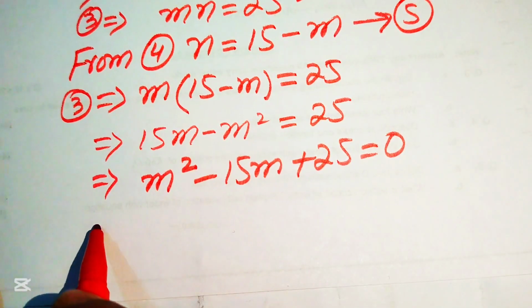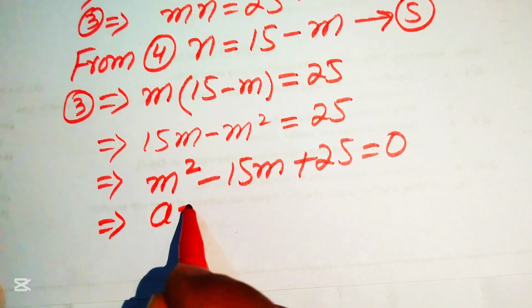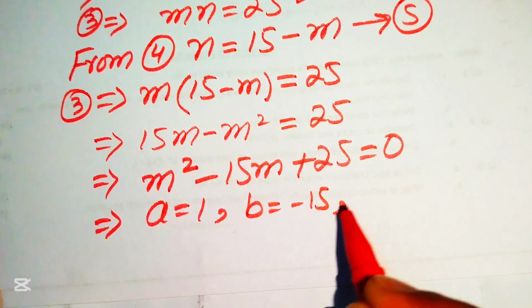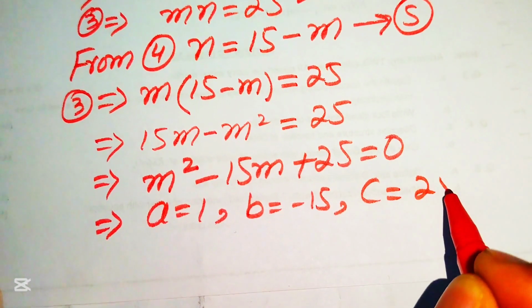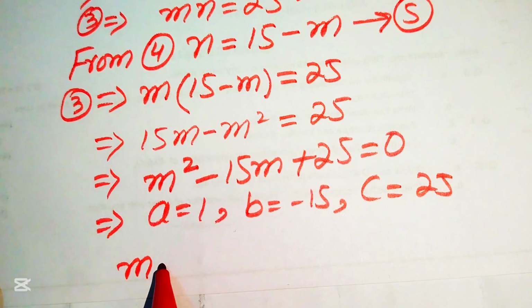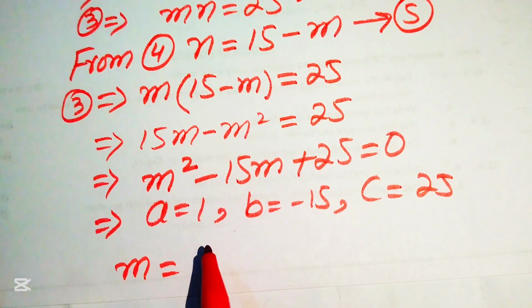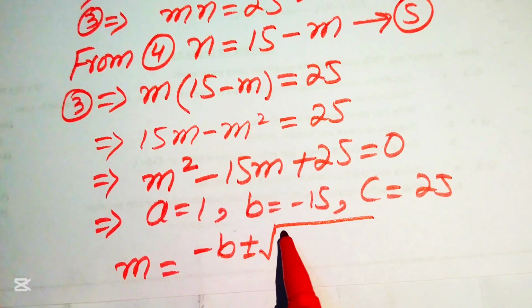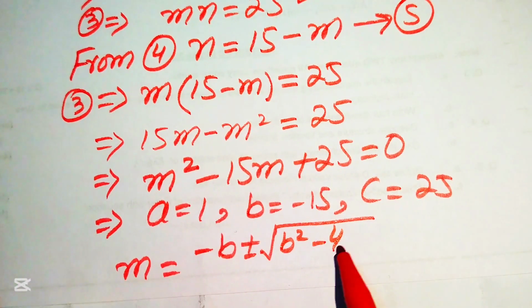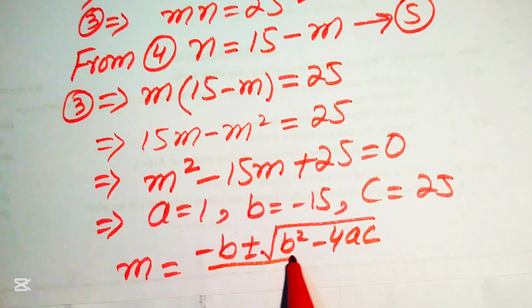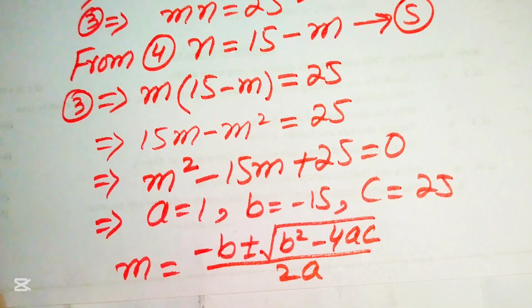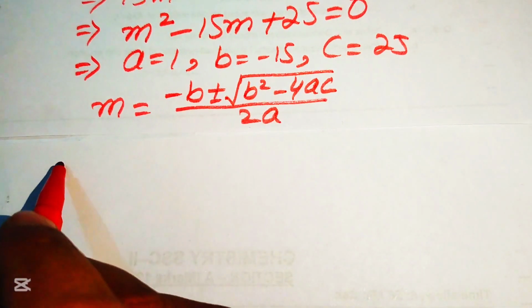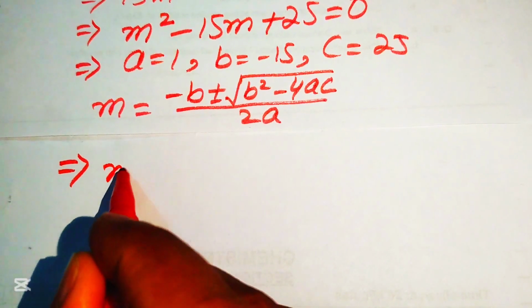So first we write the coefficients of this equation: a equals 1, b equals minus 15, and c equals 25. And you know about the quadratic formula. It is stated as minus b plus or minus the square root of b squared minus 4ac, divided by 2a. So this is our quadratic formula, and now we need to substitute the values of a, b and c here.